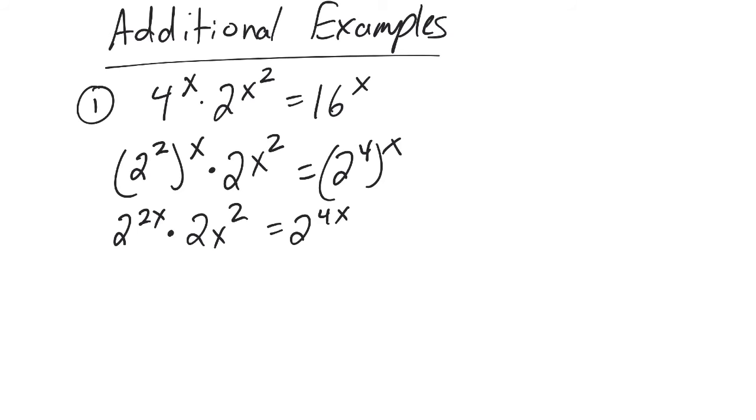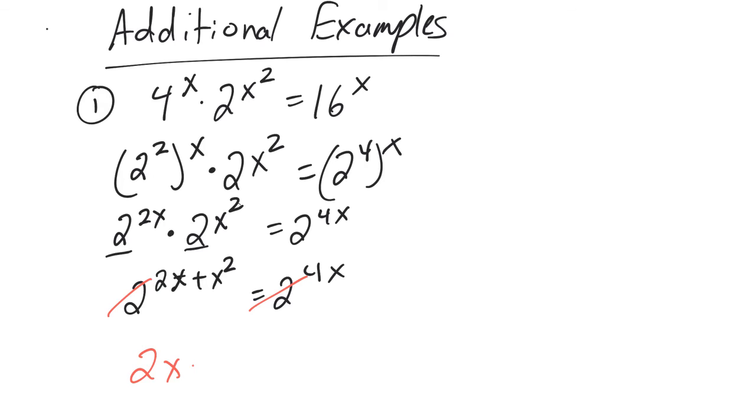Now, using laws of exponents, remember, I see a typo. This is 2 to the x squared. There we go. Using our laws of exponents, specifically looking at the left, because we're multiplying those 2's, we can add the exponents together. So this is 2 raised to the 2x plus x squared equals 2 raised to the 4x. Now at this point, we can just drop those 2's and bring our exponents down. So we have 2x plus x squared equals 4x.